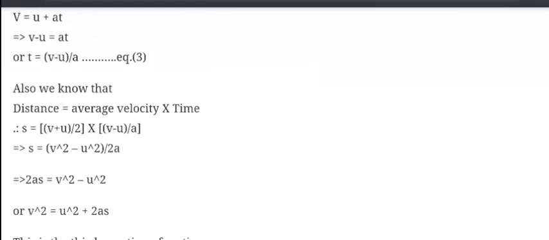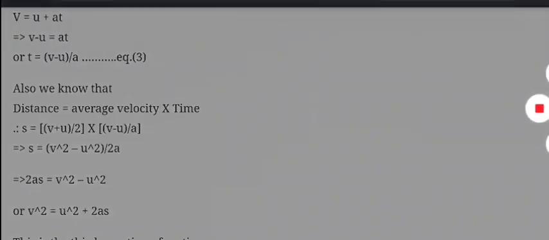s is equal to u plus v by 2, that is average velocity, into time. Instead of time, I will put what we just derived, that is equation 3. I get v minus u upon a. Now when I open, in the numerator I get v plus u into v minus u. v plus u into v minus u is v square minus u square. So I will get v square minus u square in the numerator, and in the denominator I will get 2a.